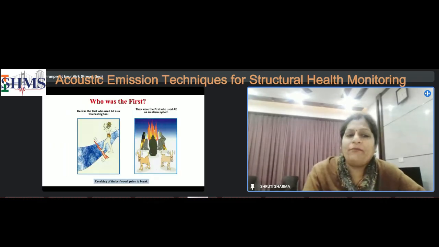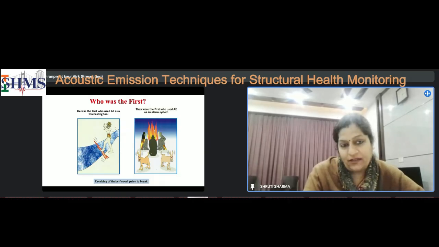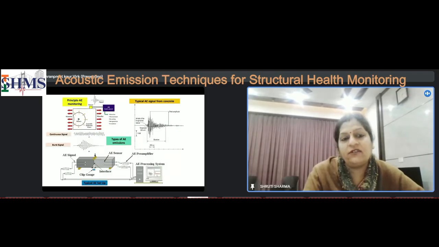So this is just an example that it's not something new. It has been there very long back. For example, a person crossing a bridge long back, the creaking of the timber tells us that it's about to break. So these are some examples that it has been there since long. Next, please. And now we're trying to utilize it in monitoring the health of our structures.